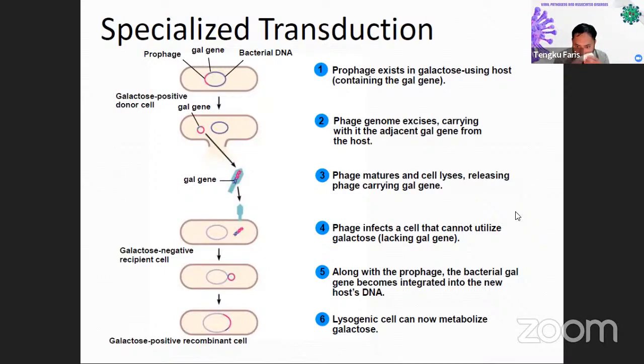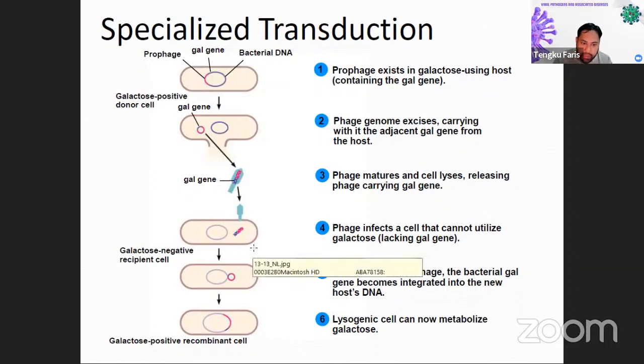What happens is that along with the prophage, the bacterial gal gene becomes integrated into the new DNA. You can see the gal gene inside the virus has become inserted inside a new bacteria that doesn't have the gal gene. And then this gal gene integrates with that new bacteria's DNA. And the lysogenic cell can now metabolize the galactose.